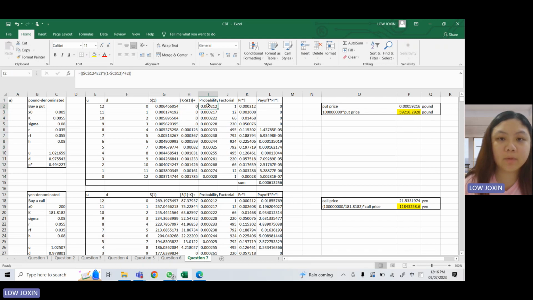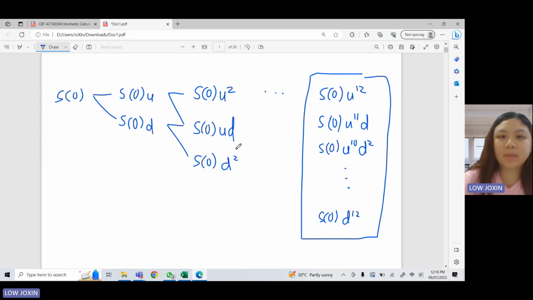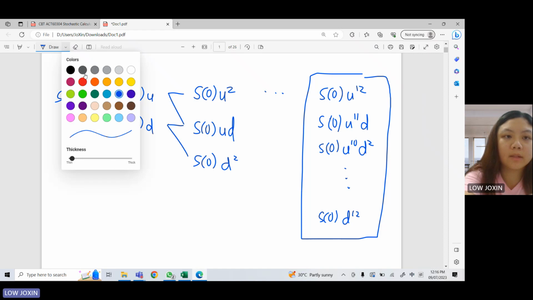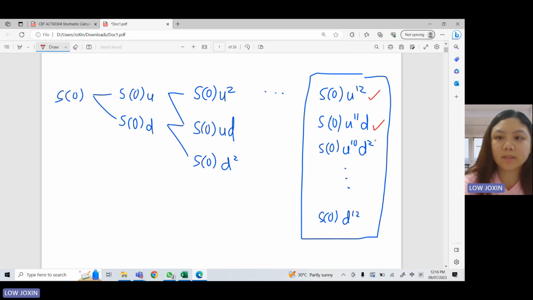After that, we will have our probability. So the probability for each node then will be p power 12 times (1 minus p) power 0. And this will be p power 11 multiplied with (1 minus p) power 1 and so on. So this is the probability for each of these.